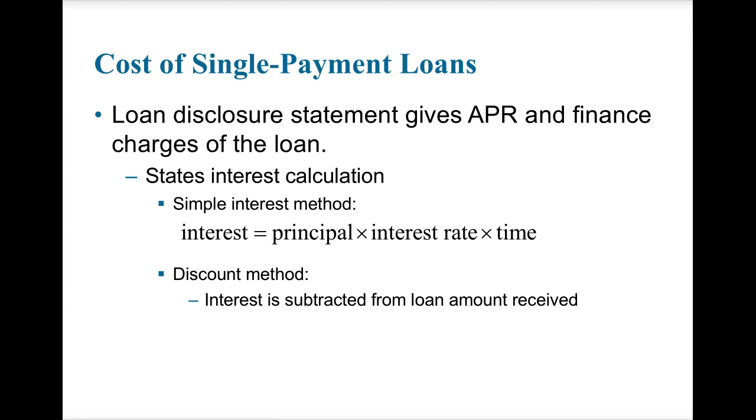Now, a loan disclosure statement gives the APR and the financing charges of the loan in a simple calculation. So basically, the interest is going to equal the principal times the interest rate times the amount of time. With the discounted method, the interest is subtracted from the loan amount received. So this is just how it's basically calculated.